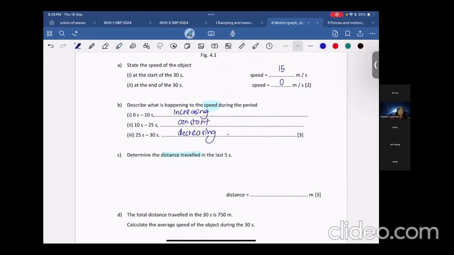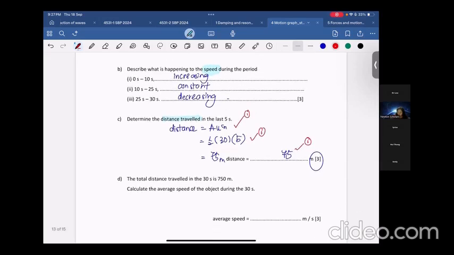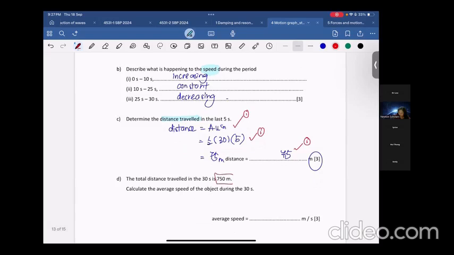Okay, answer C. Friends already gave me the answer, correct? 75. So distance is actually the area under the graph. So 1/2, the height is 30, the base is 5 seconds, so your answer should be 75 meter. 3 marks, dear. It might be formula 1 mark, substitution 1 mark, final answer 1 mark. So do not skip any working, okay? Total distance in the 30 seconds is 750 meter.